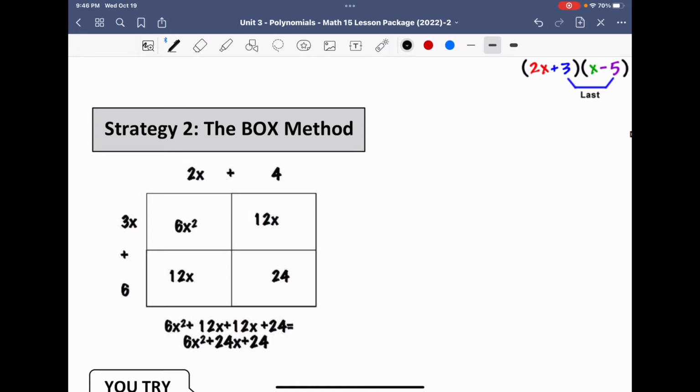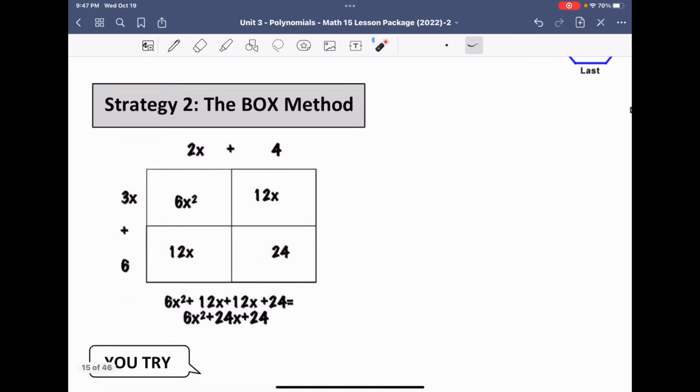And now, how I get my answer on the inside is I take, to get the first box, or the top left, I have to multiply 3x by 2x, which gives me 6x squared. To get my top right box, I have to multiply 3x times 4, which gives me 12x. To get my bottom left, I have to go 2x times 6 equals 12x. And then finally, to get my bottom right, I have to multiply 6 by 4, which is 24.